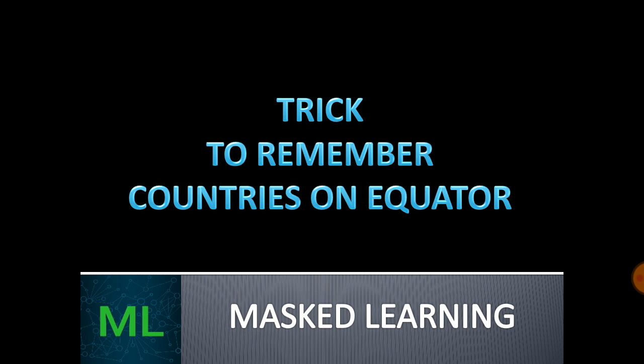Means there are 13 countries through which this equator passes, and it is very difficult to remember the names of all those 13 countries through which this equator passes. So in this video I will give you a very simple trick through which we can easily remember the names of all the 13 countries which are on equator. So let's start.